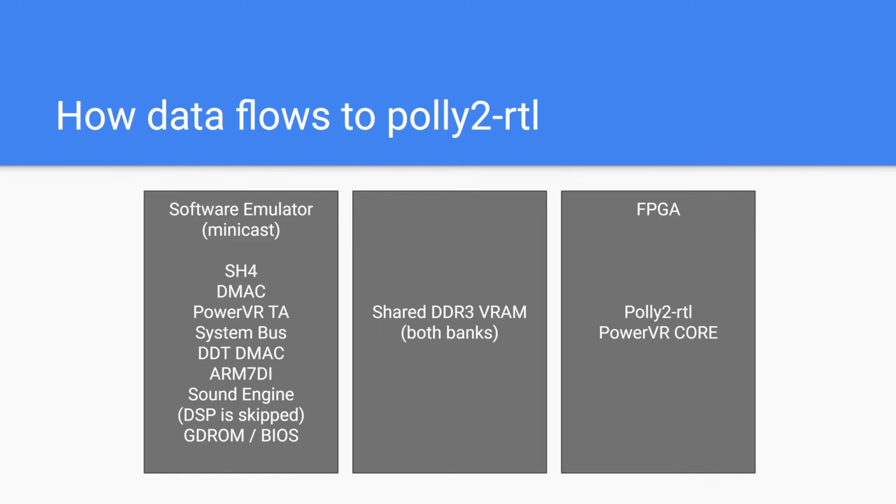So, of course, polly2-rtl is just the PowerVR core. It's not the tile accelerator or the rest of the hardware. So we have a software emulator that we call Minicast. It's based on an old version of Reicast, forked a couple of years ago. This was originally done for Electron Ass's work. It runs the SH4, the tile accelerator, the DMAs, the sound core, the sound engine. Even though no sound is produced, you still need the sound engine in order for the games to not lock up. There is no DSP to save time and everything else.